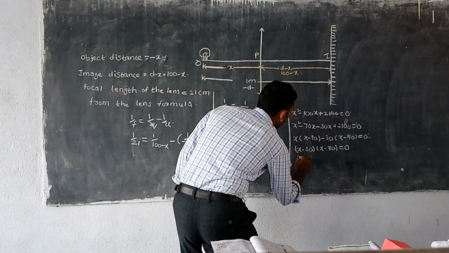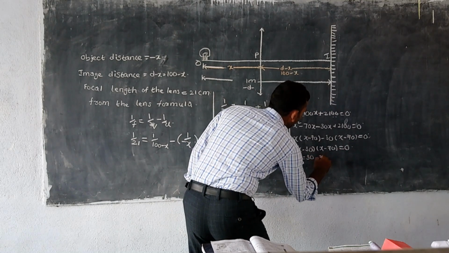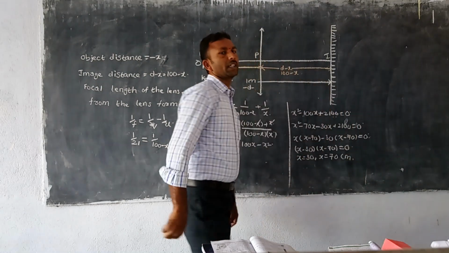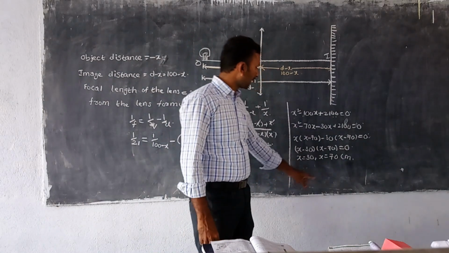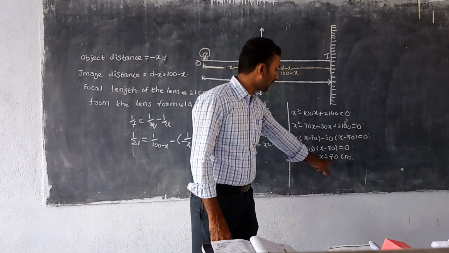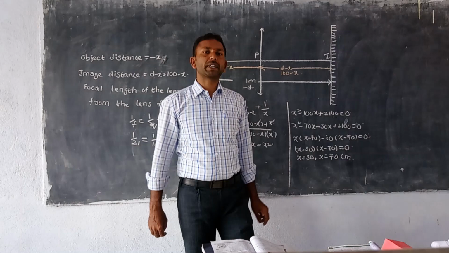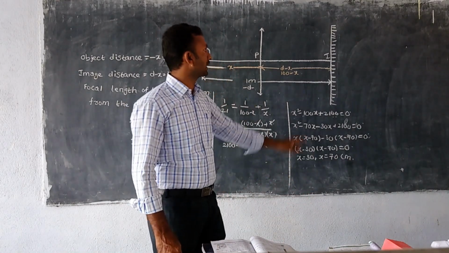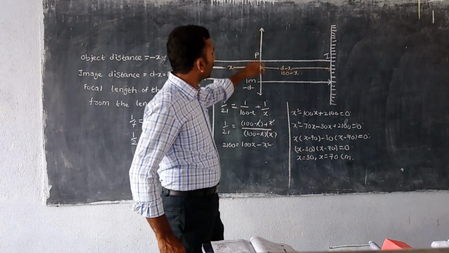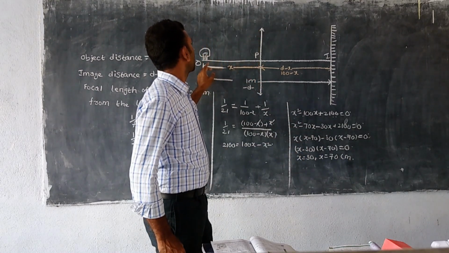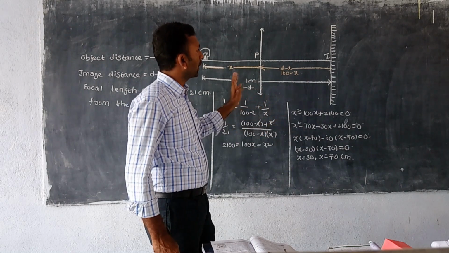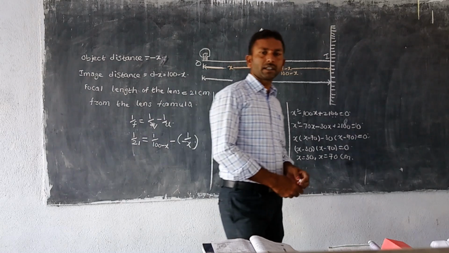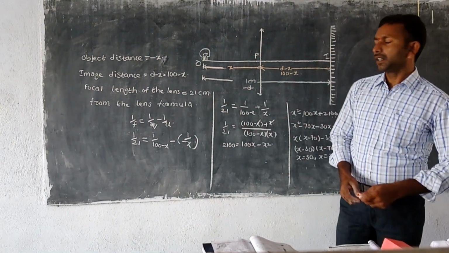So x equals 30 or x equals 70 centimeters. Here we have two solutions: x equals 30 centimeter or x equals 70 centimeters. That means if you want to get the lamp's sharp image on the screen, we should keep the lens at 70 centimeter distance or 30 centimeter distance. This is the problem.